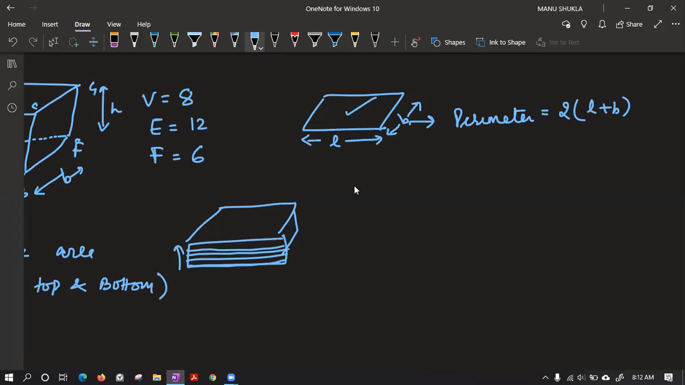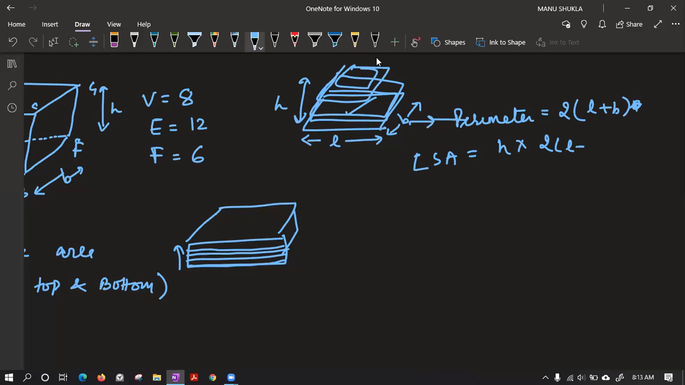And if you put another sheet over this, you are increasing the height. So this will keep on increasing like this, and you will add that much portion. If you add H number of sheets on this, it becomes the lateral surface area, which is equal to H into twice (L plus B). And that gives you the formula, that is 2H(L plus B).